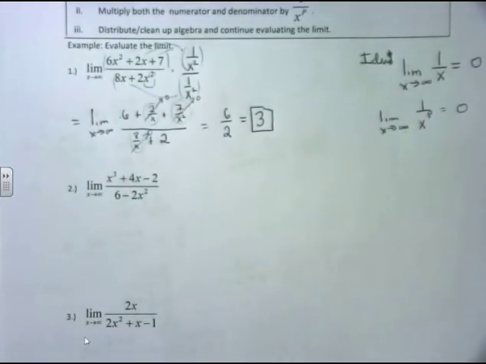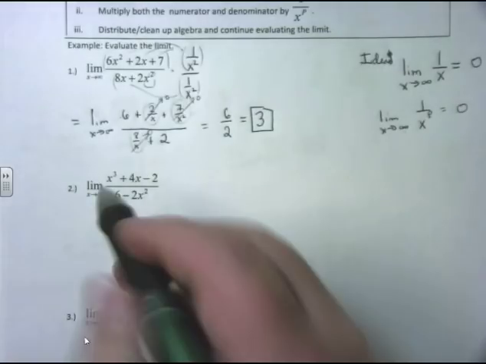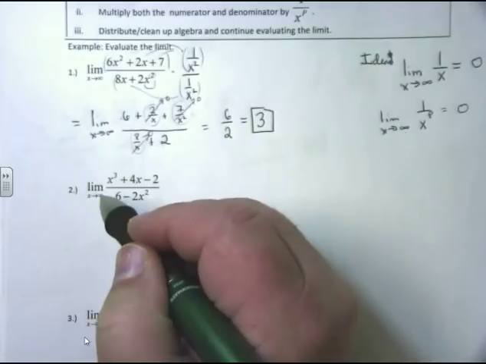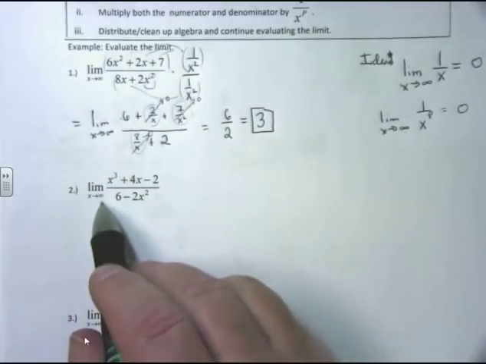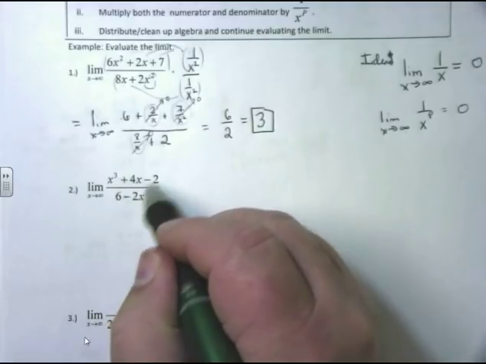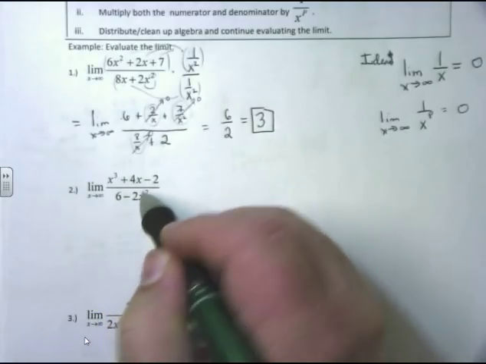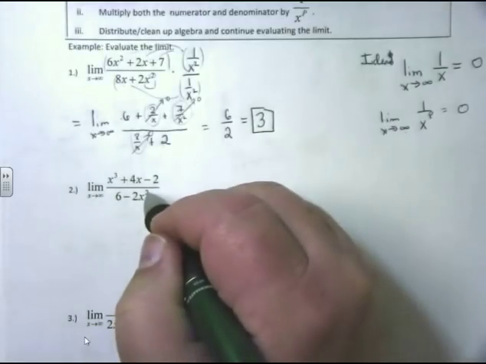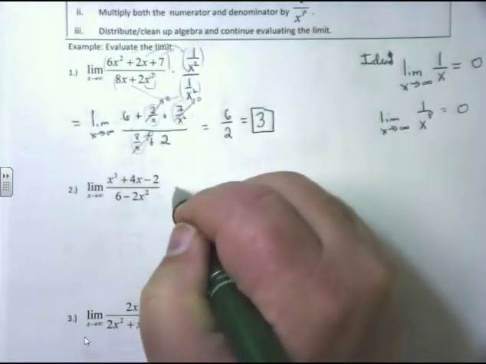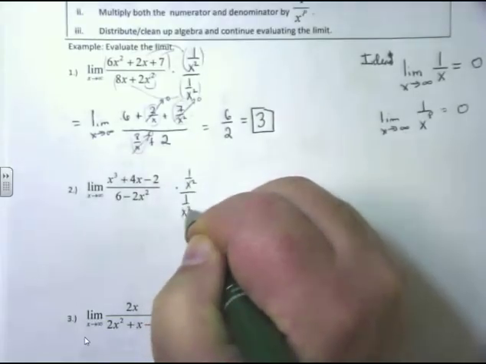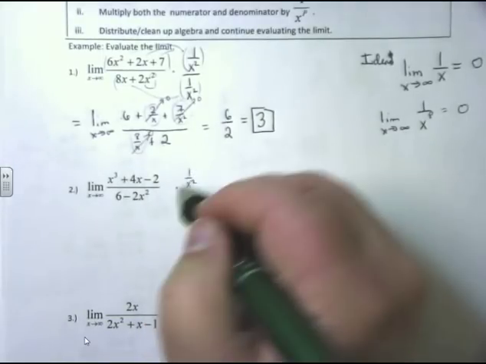Another example. The trick is when you got a polynomial divided by a polynomial and you're either taking the limit as x approaches either positive infinity or negative infinity, it doesn't matter. Take the limit as x approaches infinity. All right, first I got x cubed plus 4x minus 2 over 6 minus 2x squared. First, focus on the degree of the denominator. The degree of the denominator is a 2. So I'm going to once again multiply 1 over x squared in the numerator and 1 over x squared in the denominator. It's a ratio of 1.